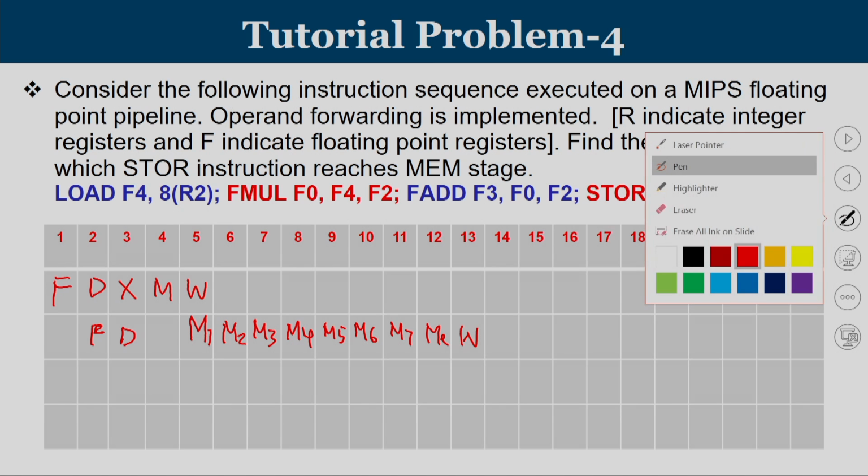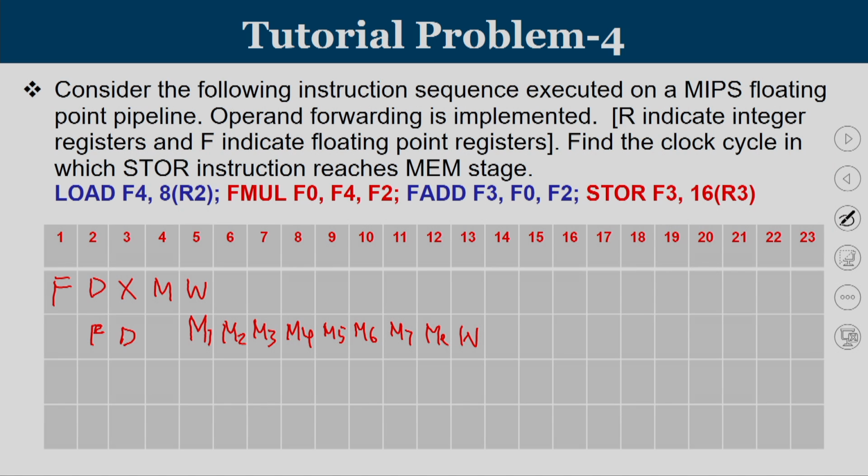Now let us try to understand why we are starting M1 at clock cycle number 5. The first instruction is a load instruction. So 8 and R2 are added at the execution unit, and the value will be available in the memory unit at the end of mem operation. So by operand forwarding, multiplication can start as early as the 5th clock cycle.